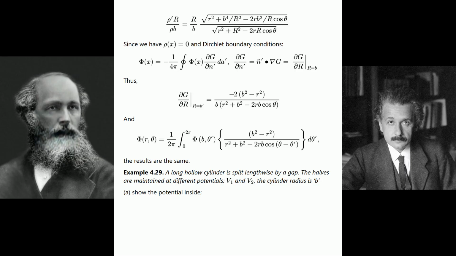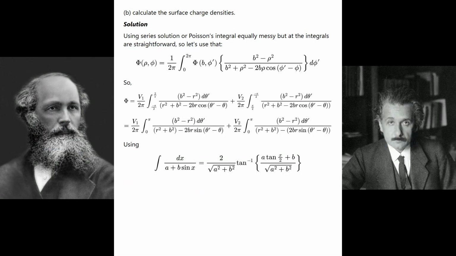Example 4.29. A long hollow cylinder is split lengthwise by a gap. The halves are maintained at different potentials, V sub 1 and V sub 2. The cylinder radius is b. A. Show the potential inside. B. Calculate the surface charge densities.